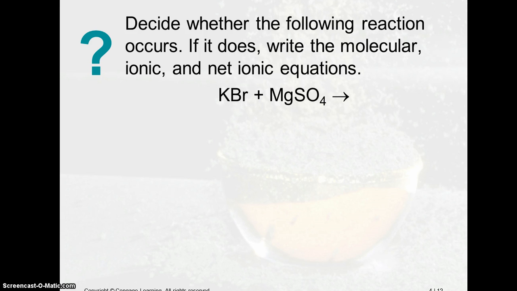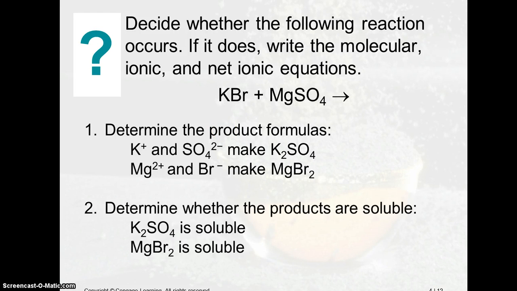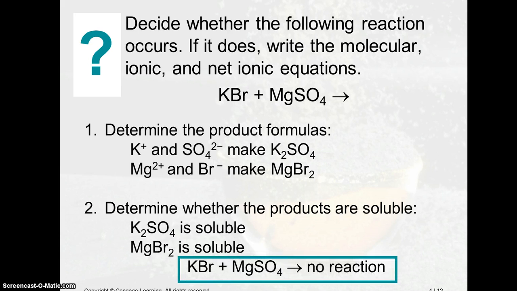In order to determine whether a reaction occurs, it's really asking, is there a product that is a solid? So is there an insoluble product? So you look at this and you write your double replacement products. K2SO4 and MgBr2 would be the two products because it is double replacement, meaning potassium would bond with sulfate, magnesium would bond with bromide. Then you look at those two and decide if they are soluble or insoluble. Both of them are soluble, so there's no reaction.